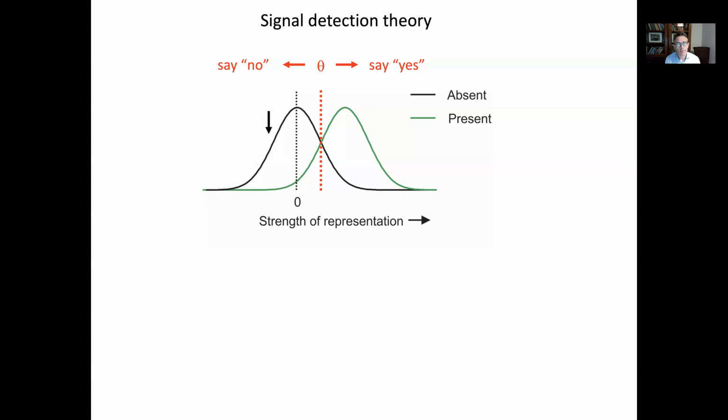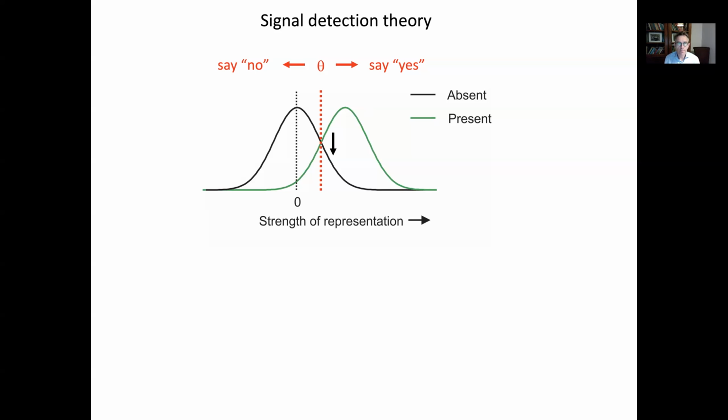Now, a similar thing happens on the trials without the stimulus. So then you get, on average, a weaker representation of internal signal strength. And typically, if it's below the threshold, the subject would say, no, I didn't see a stimulus. It's called the correct rejection. But occasionally, the subject might actually report seeing a stimulus that was not there, and that's called the false alarm.